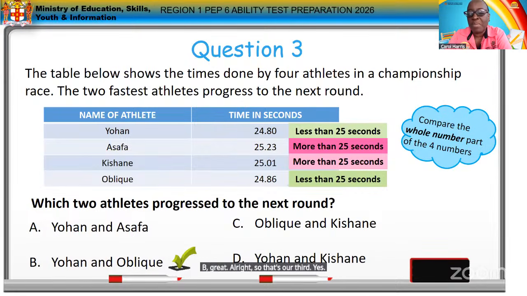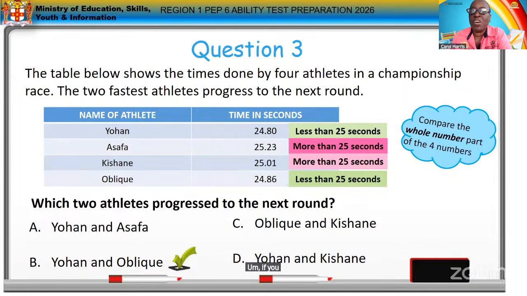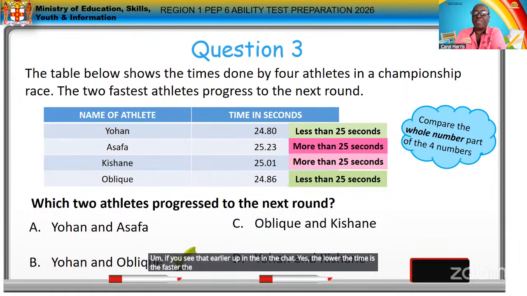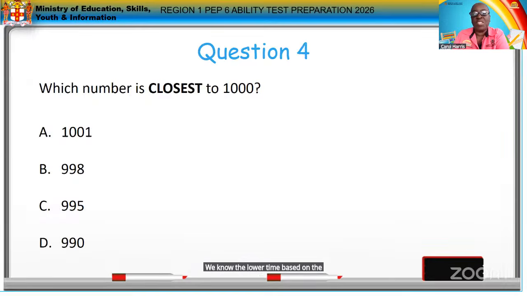Yes, Mrs. Williams. Yes, Britain Primary summed it up real nice. They said this: the lower the time is, the faster the athlete. I did see that earlier in the chat. Correct. We know the lower time based on the face value of the digit in each position. So the lower the face value, the smaller the value of the digit.